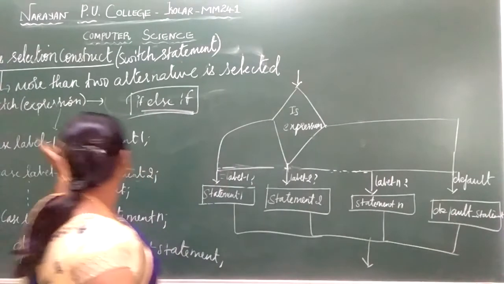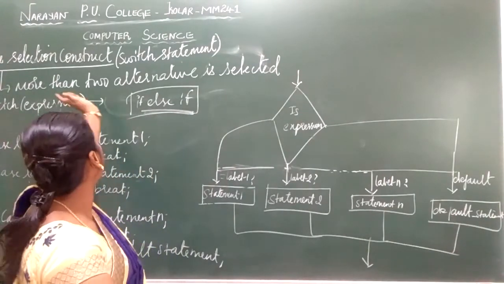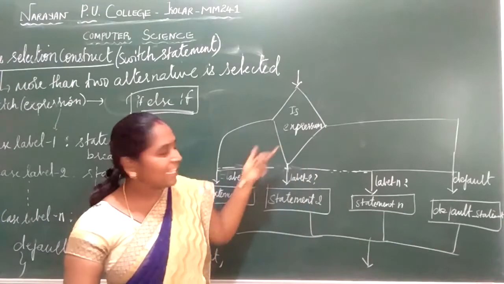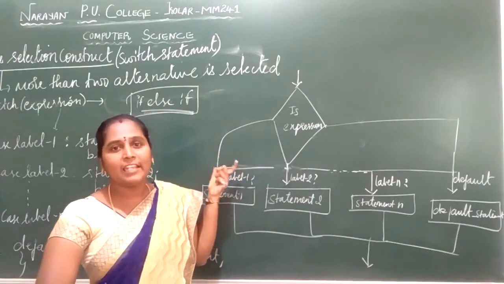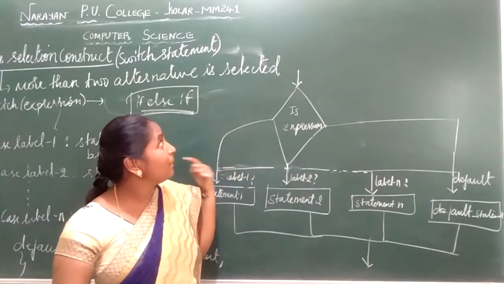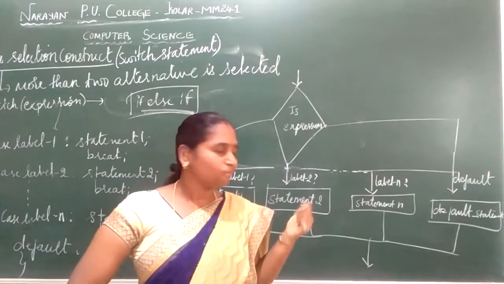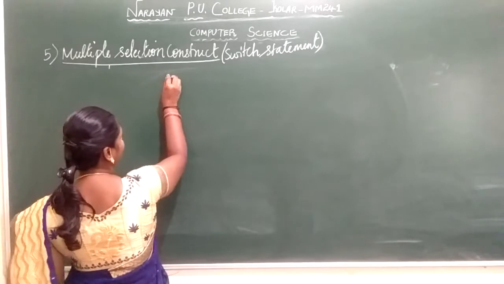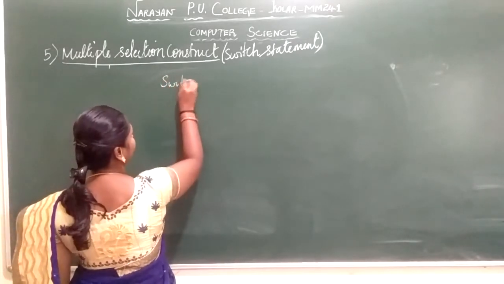So this is about the general syntax of your multiple selection statement and the flow chart of your multiple selection statement, or switch statement. Let's see an example problem of the multiple selection statement. So I am going to start with switch.